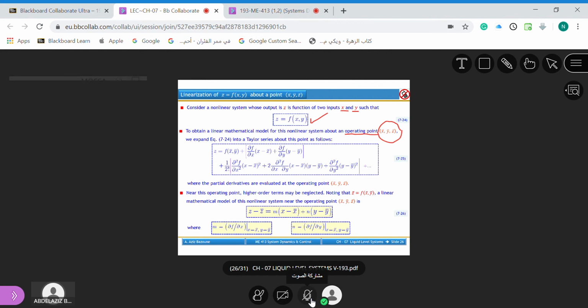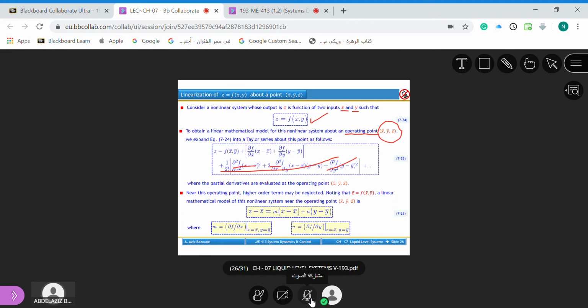It will be z is equal to f(x bar, y bar) plus the partial derivative of f with respect to x times (x minus x bar), plus the partial derivative of f with respect to y times (y minus y bar), plus the higher order terms. For very small values of x bar and y bar, these higher order terms can be neglected, and we can write z is equal to f(x bar, y bar) plus df over dx times (x minus x bar).